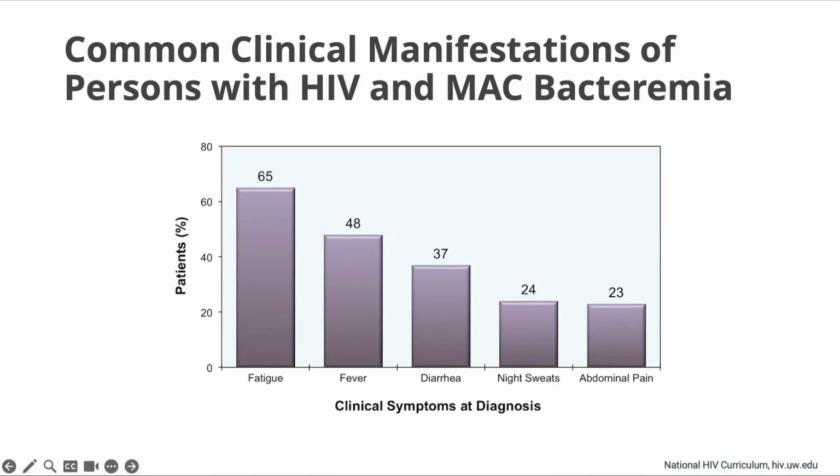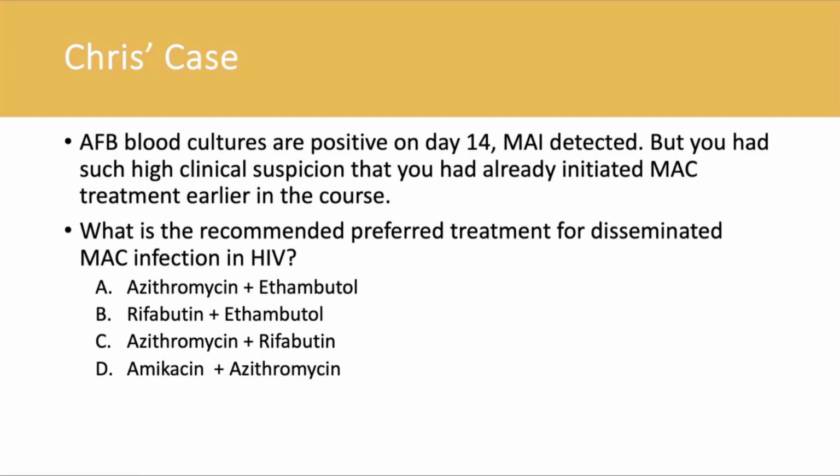In people who have disseminated MAC infection, fatigue is the most common symptom, followed by fever, diarrhea, night sweats, and abdominal pain. But people often won't have all of those symptoms, so you have to have a really high level of suspicion and send the test. In this case, the AFB blood cultures are positive and Mycobacterium avium intracellulare is detected, but you had such high suspicion that you had already started treatment earlier in the course, which is typical. We're usually not going to wait 2 weeks if we're pretty sure based on imaging and presentation that it's this. So what's the recommended preferred treatment for disseminated MAC infection in HIV?